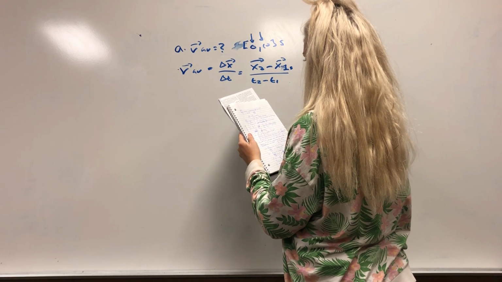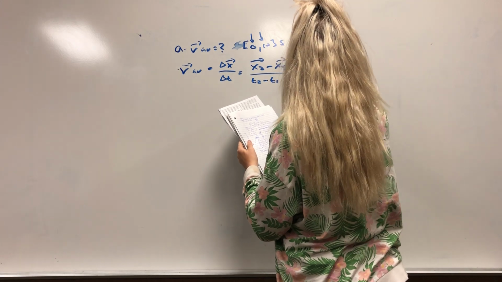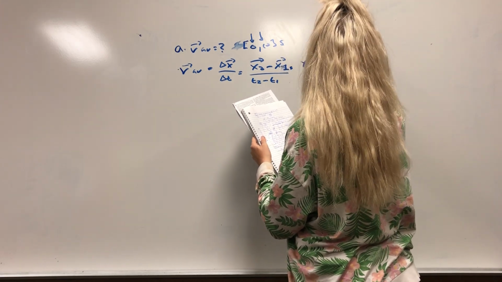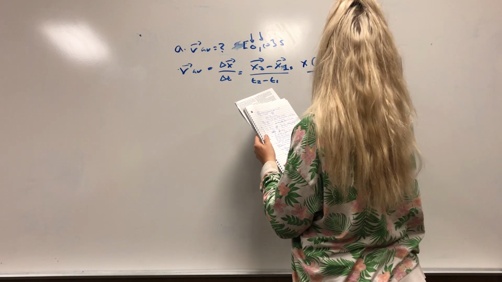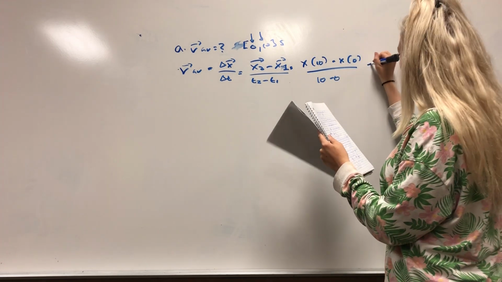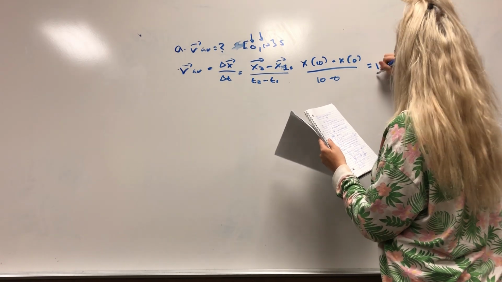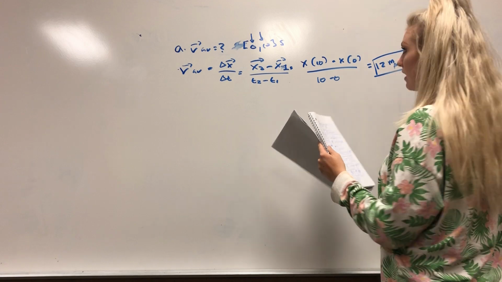So I have here that x of t minus x of 0 over 10 minus 0 is equal to 12 meters per second. And that is our average velocity.